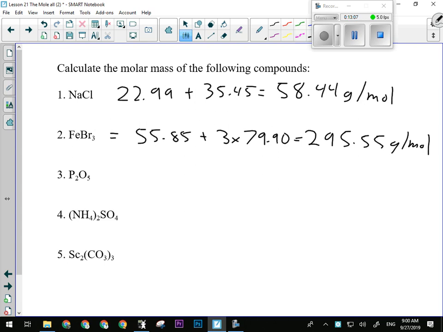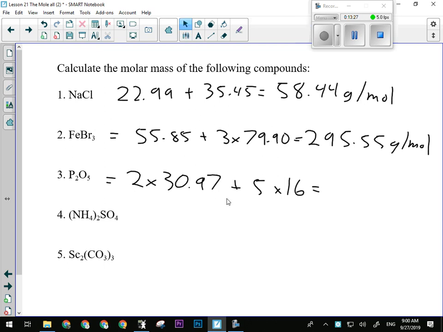Okay, for number 3 here, we've got diphosphorus pentoxide. Right, so we got to put in 2 phosphorus, so that's 2 times 30.97 plus 5 times 16.